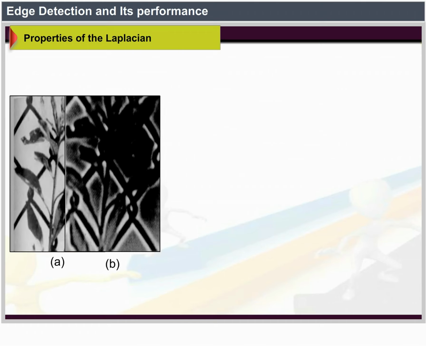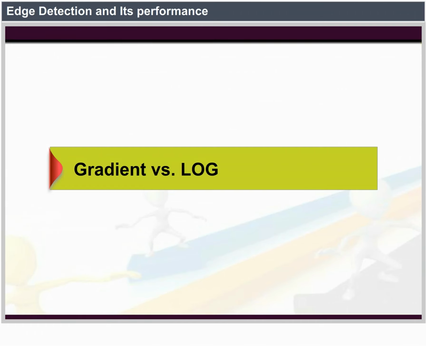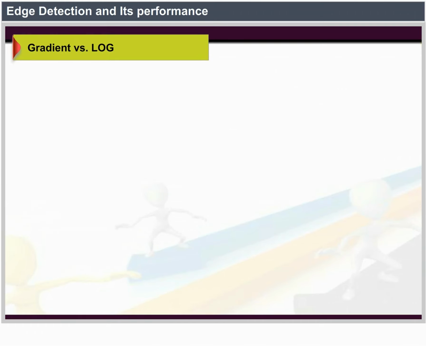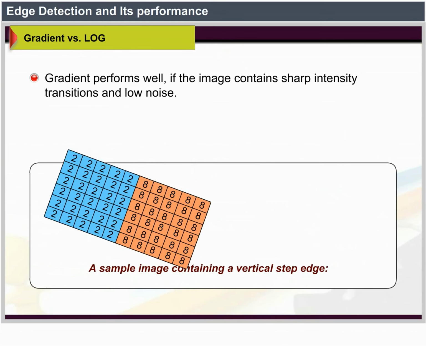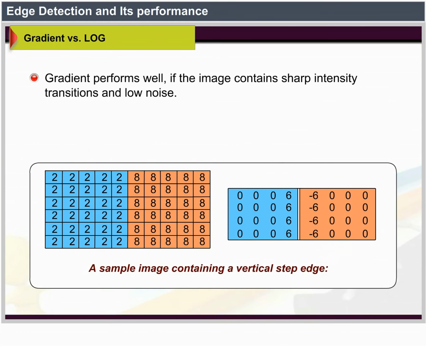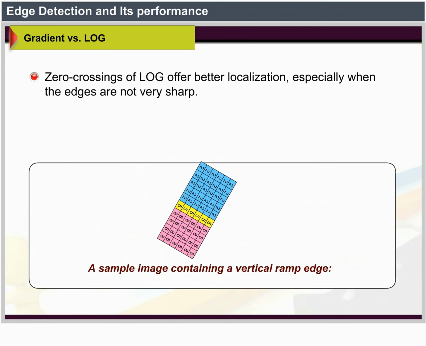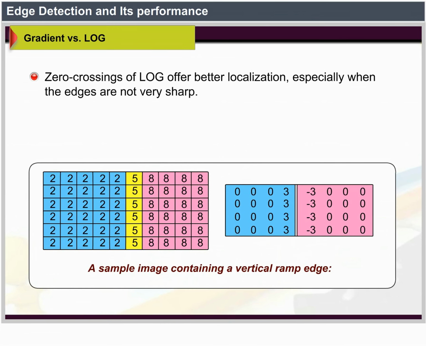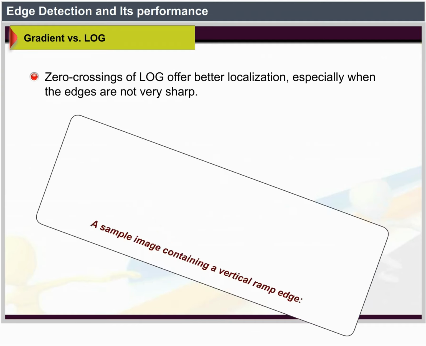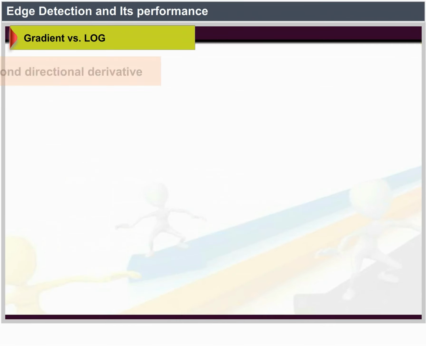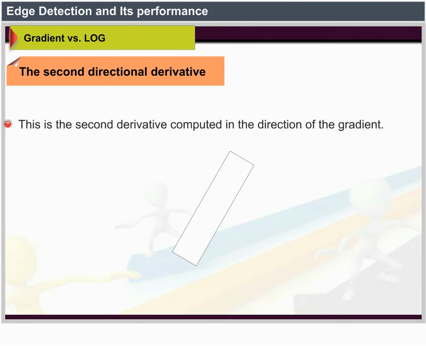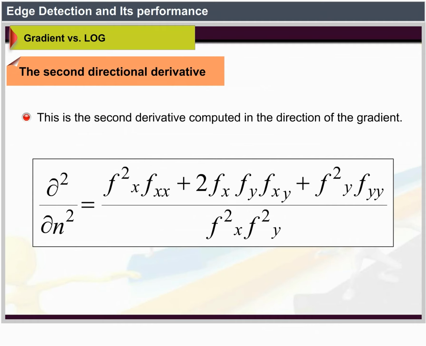Gradient versus LOG. Gradient works well when the image contains sharp intensity transitions and low noise. Zero crossings of LOG offer better localization, especially when the edges are not very sharp. The second directional derivative. This is the second derivative computed in the direction of the gradient.